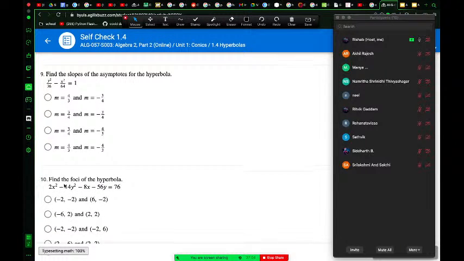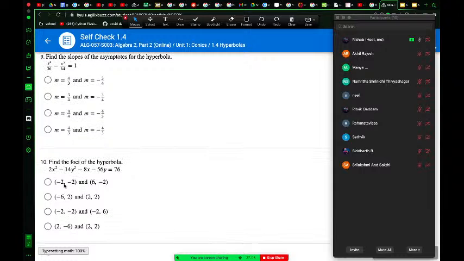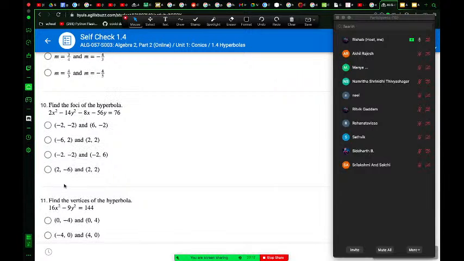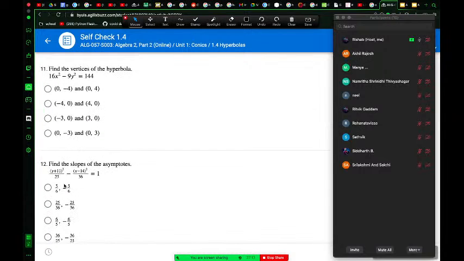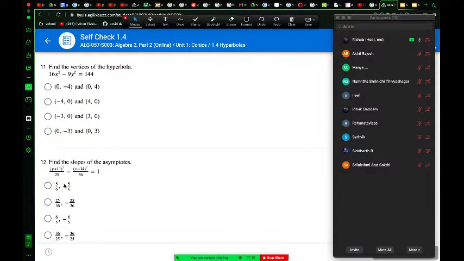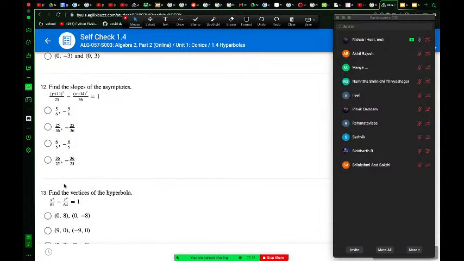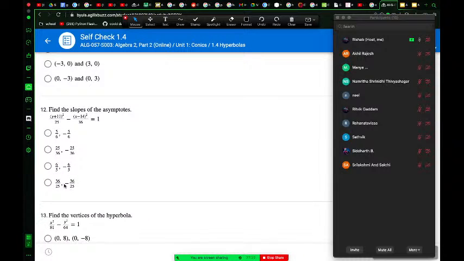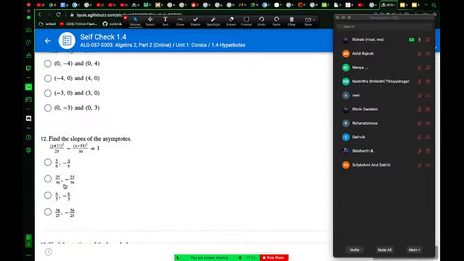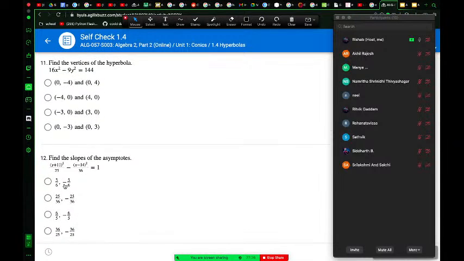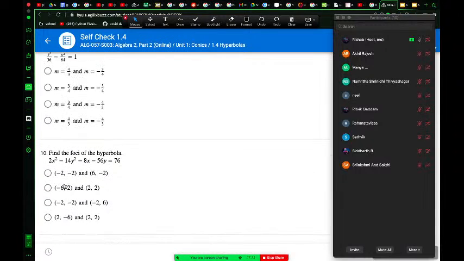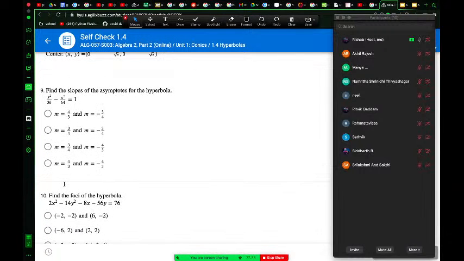Find the slopes of the asymptotes for this hyperbola. Find the foci of the hyperbola, find the vertices of the hyperbola, and so on, find the slopes of the asymptotes. Okay, looks like we're going to have to do the slopes of the asymptotes, just like we did before. The slopes of the asymptotes are pretty easy, if you ask me. But I'm pretty sure you're not going to ask me. I don't know. Maybe you will.